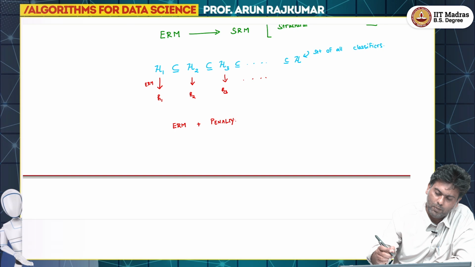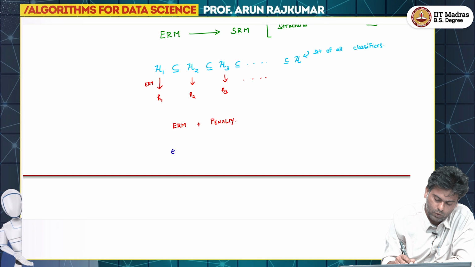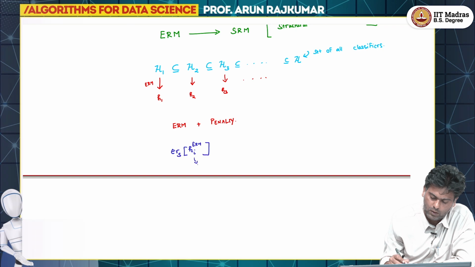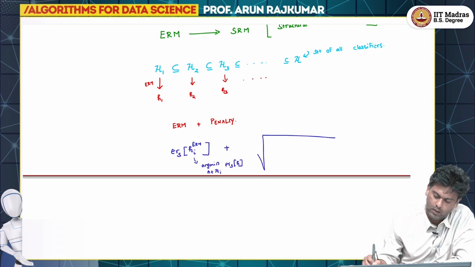So, in particular Vapnik's suggestion, and we can prove something about this particular choice, was to do the following, right. You take h_i^ERM, R_S of h_i^ERM, which just means arg min over all h in H_i of R_S(h), okay, plus, and let me put down this term.